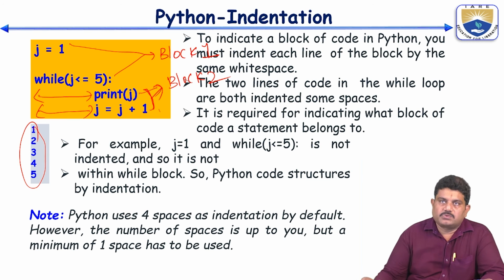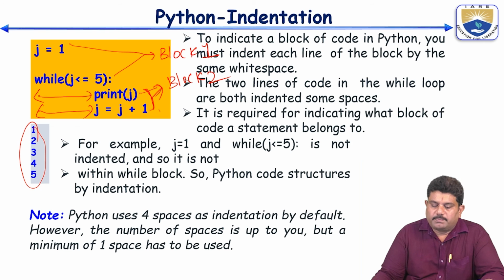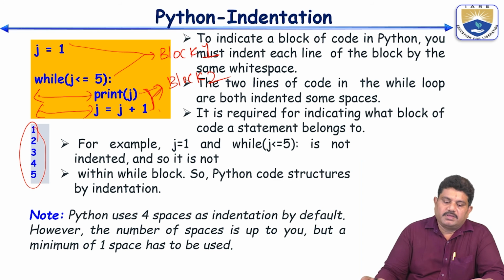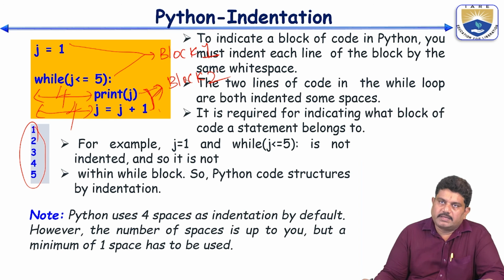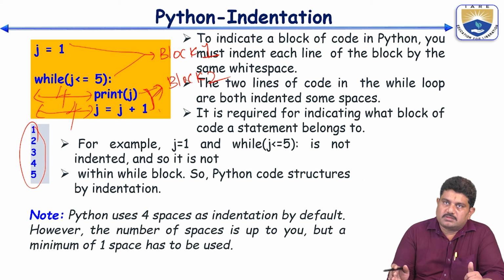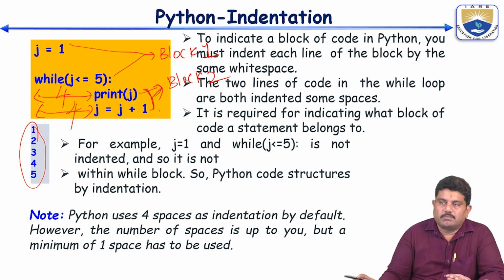There are some important points to understand. To indicate a block of code in Python, you must indent each line of the block by the same number of white spaces. Here the number of white spaces is 0, because of that, these two belong to block 1. For example, if you take 4 white spaces here, and 4 white spaces here also, these two statements belong to the same block. You need to use the same number of white spaces for the statements in that block.